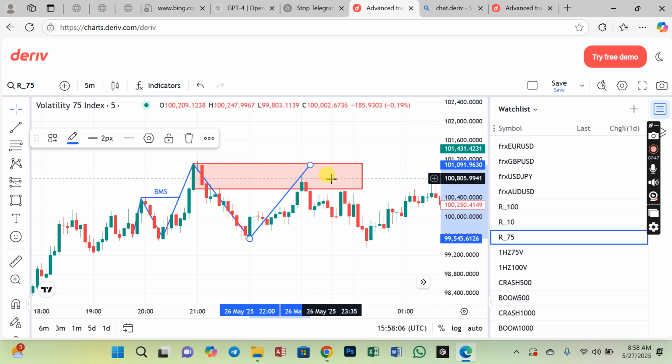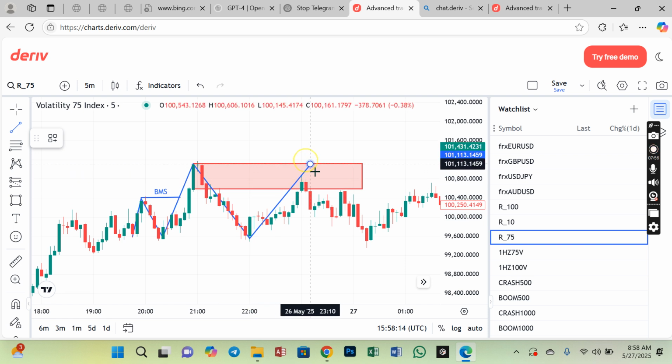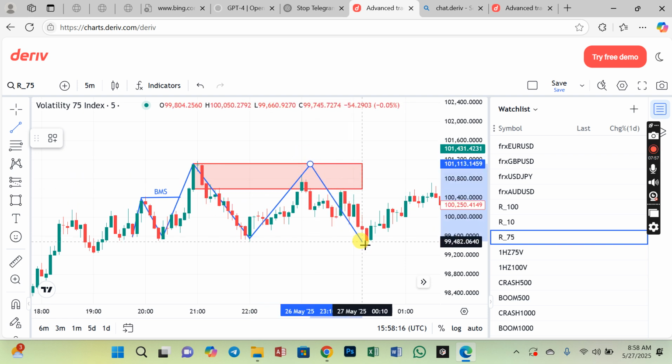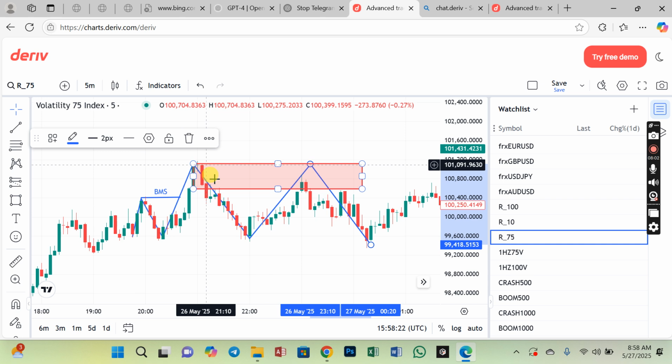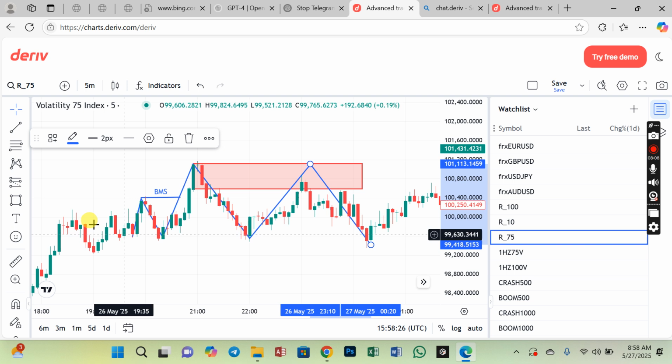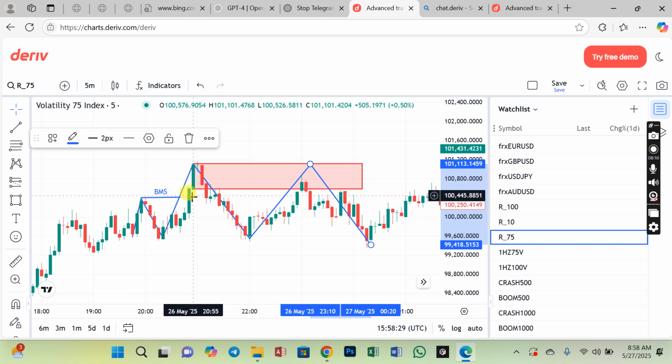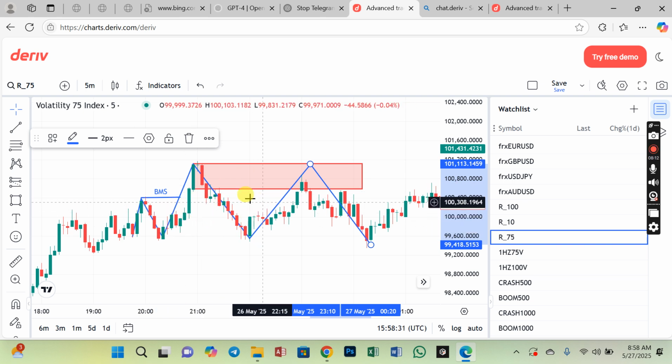All right. So it came here. So this is what we are expecting, right? That when it taps into this order block now, it will come down. The market should tap into our order block and then we sell. All right. So that is just it. It's as simple as this.